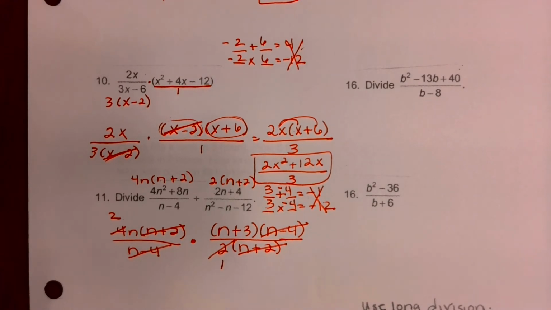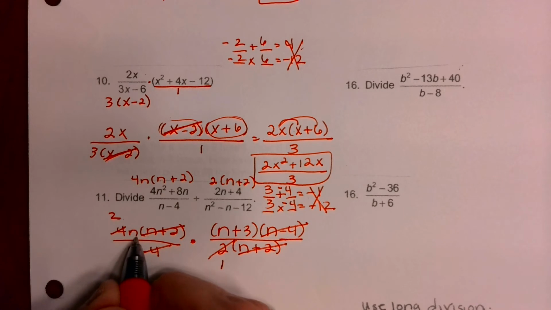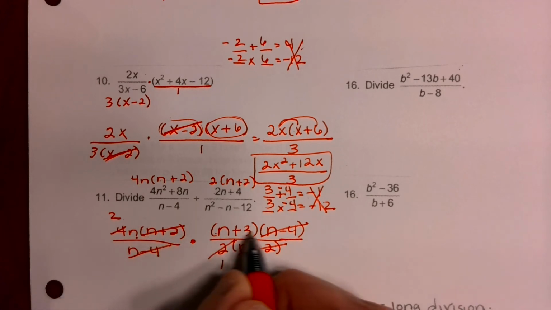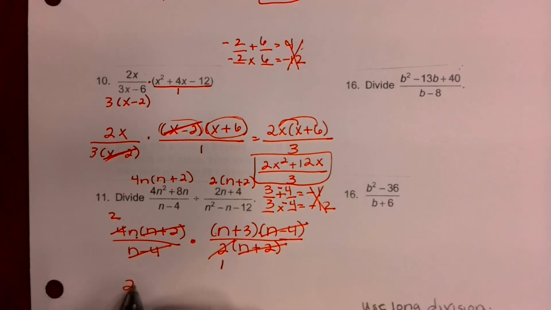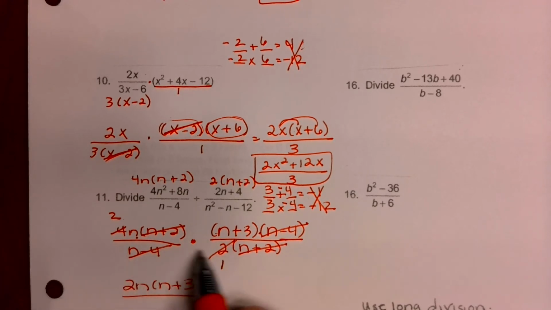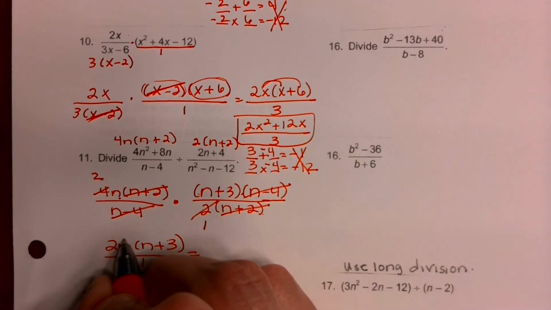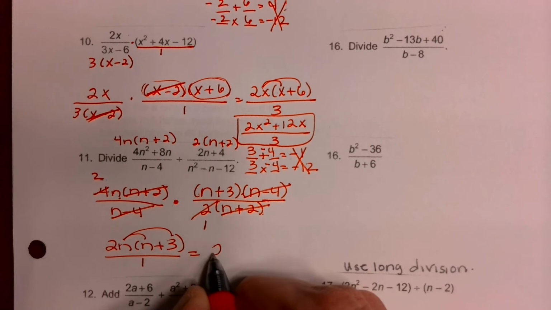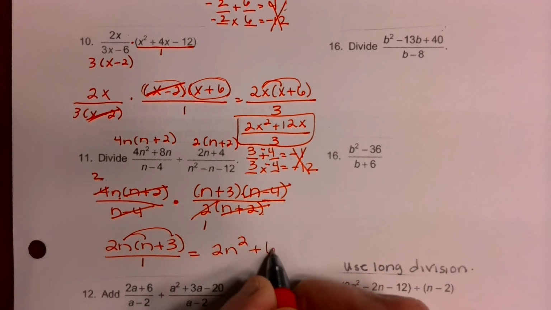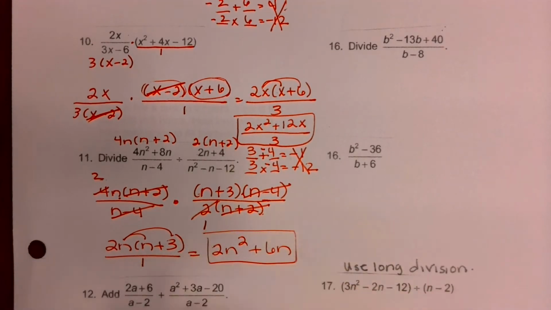So what is left here? And this is where you have to be careful. We've got a 2 and we've got an n times this, over nothing, 1. So again, we want to get rid of our parentheses for our final answer. And there you go.